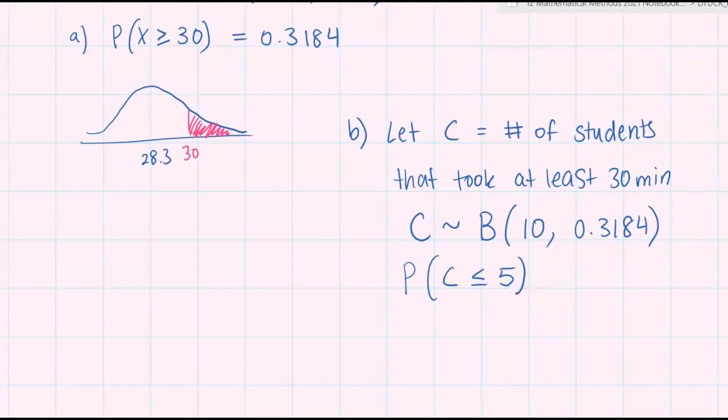Now, in this case, does that equal sign underneath the inequality matter? It does. Good, because for binomial, we are actually going to be solving the probability that C equals 0 plus the probability that C equals 1 plus all the way up to the probability that C equals 5. So it really does matter.